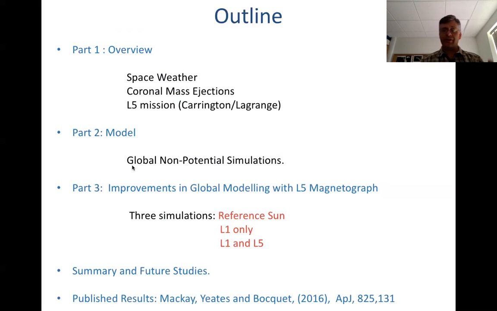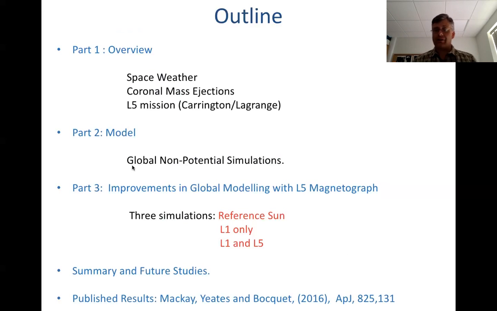Now, in order to do this, I need to carry out 3 separate simulations. The first of these is what I'm going to call the reference sun simulation, and that's where we try and use the model to reproduce, to the best of our approximation at the present time, what the real sun is doing. This assumes that we've got full surface coverage of magnetic fields.